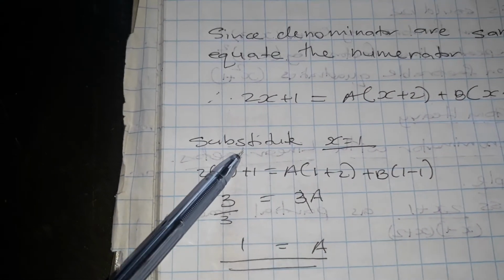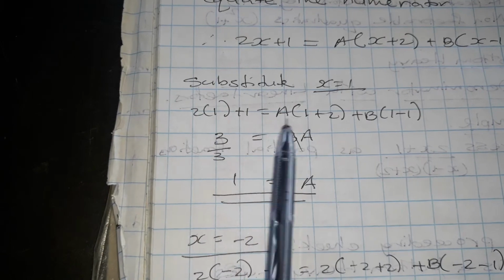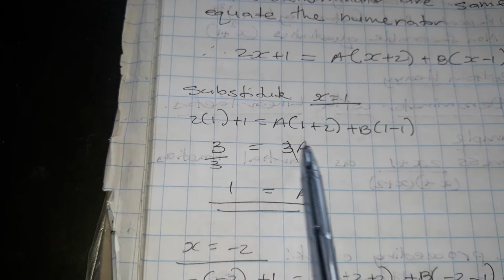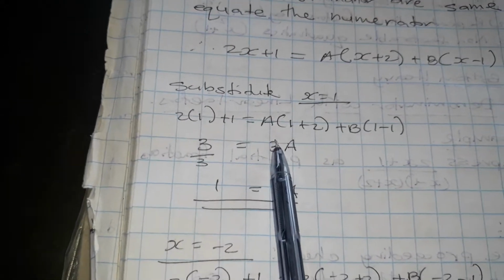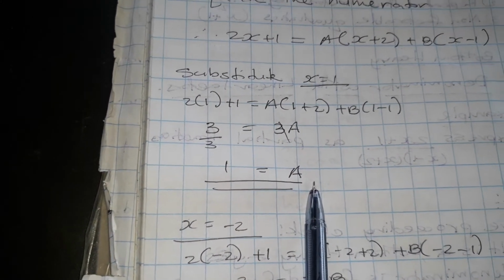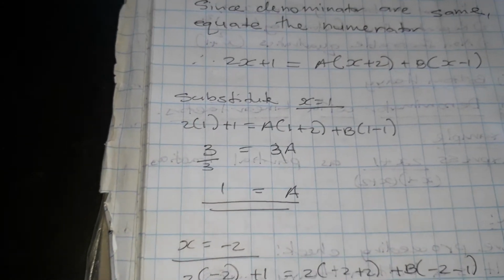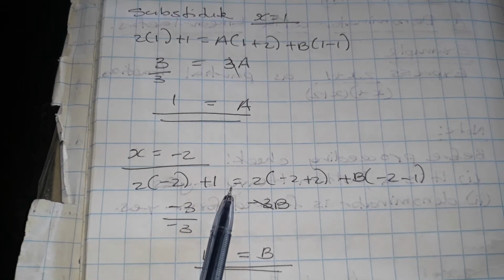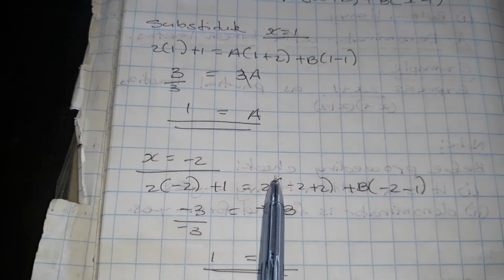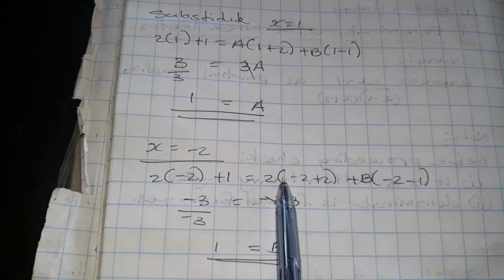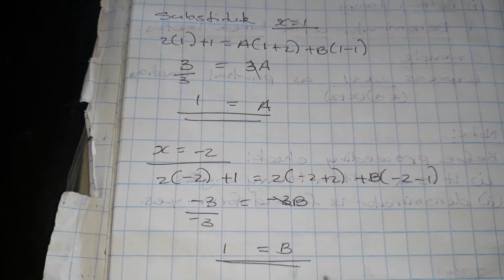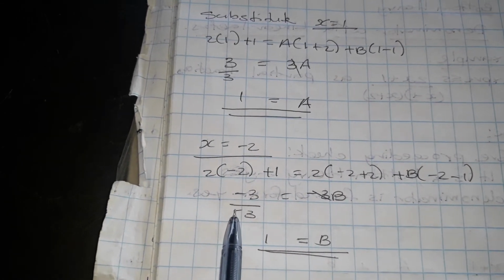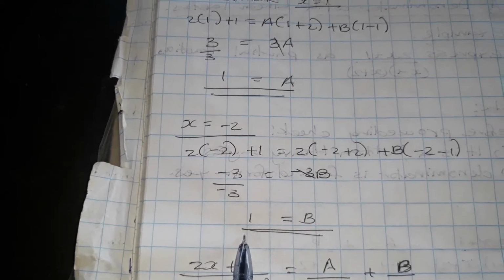Next, we will substitute x equals 1. So 2 into 1 plus 1 on the left, and on the right 1 goes in there. You will see this will end up as 0, so I'm only left with this: 1 plus 2, 3A. Then I get rid of this 3, and my value of A is 1. Next, x equals negative 2. 2 into negative 2 plus 1 is equal to, when I substitute negative 2, this bracket is eliminated, right? B into negative 2 minus 1. I have negative 3B left here. Then get rid of the negative 3, and the value of B is 1.